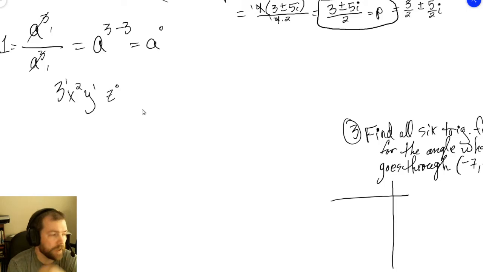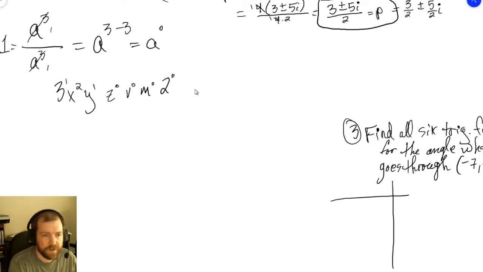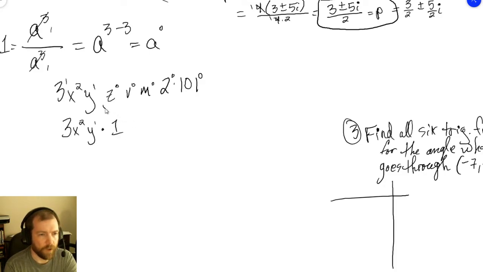Yeah, and then you can keep tagging on whatever you want here. Any variable you want. It's got a 0 exponent on it. Any 2's. That's not a prime number. 101 to the 0, whatever you want. There aren't any. So, yeah, 3x squared y to the first times 1.